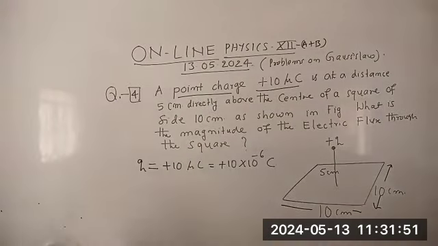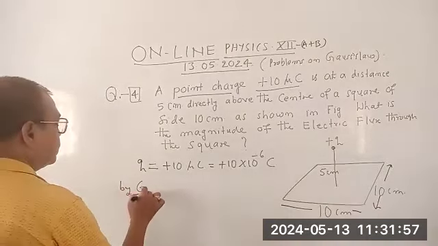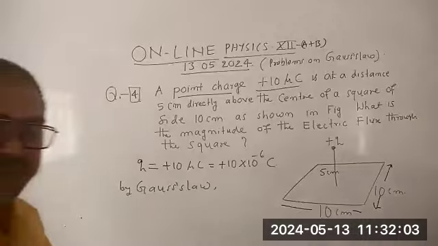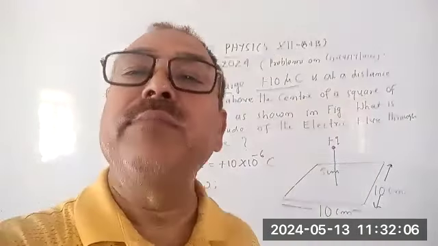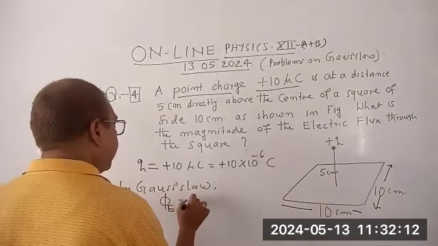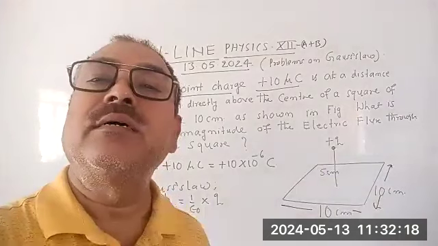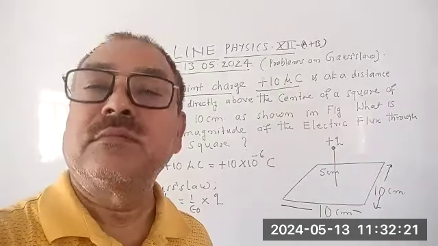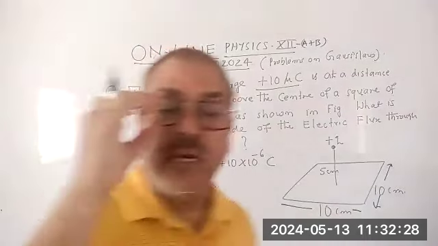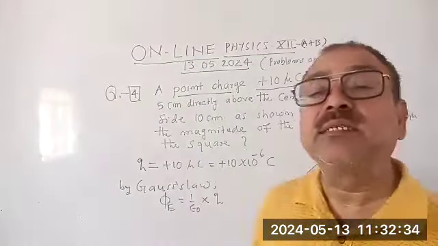And apply the Gauss theorem. The flux is given by Gauss theorem, total phi equal to 1 upon epsilon times the charge, by applying this formula.